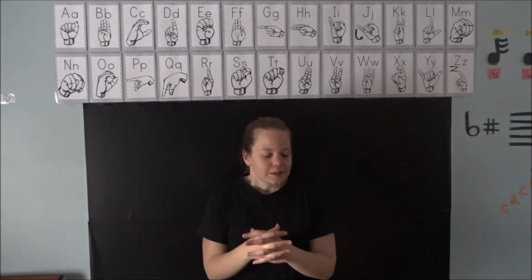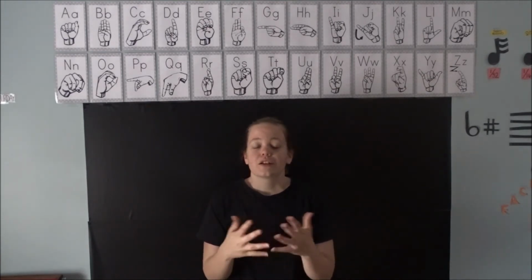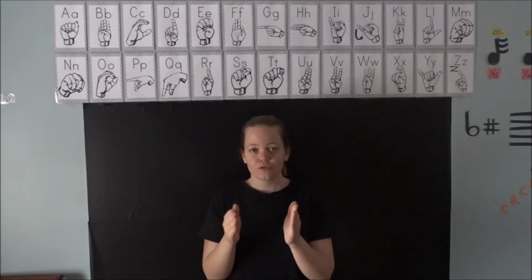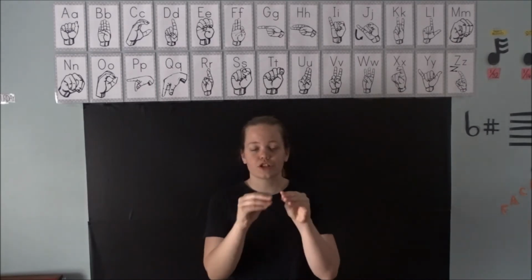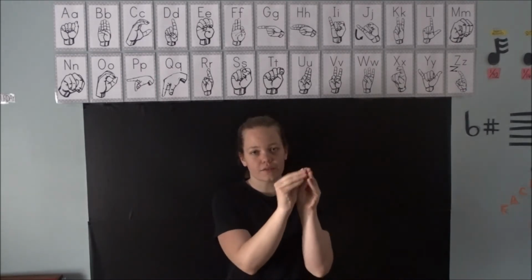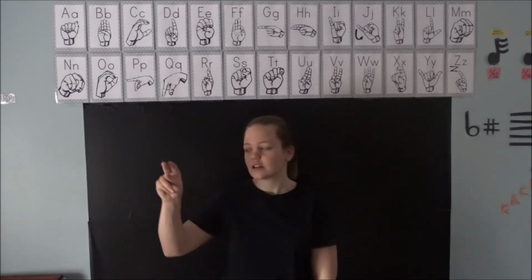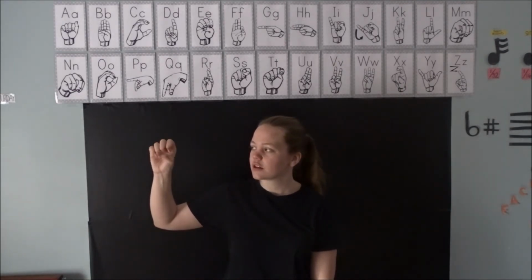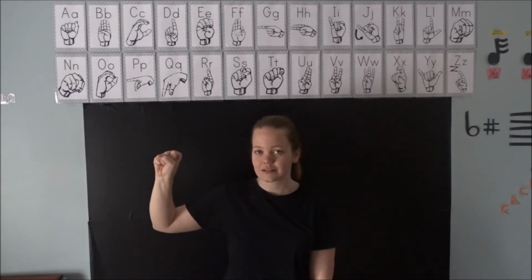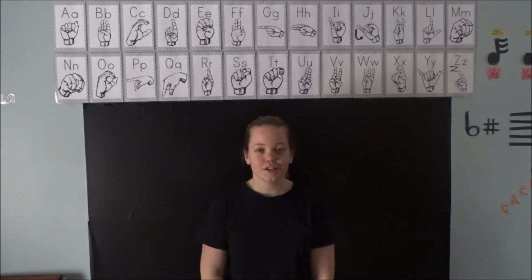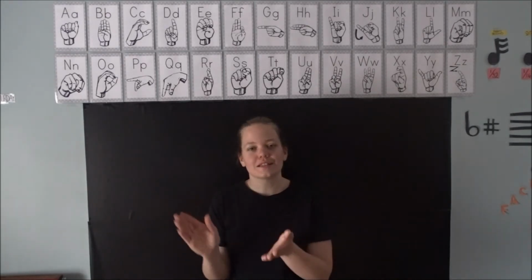So, Newfoundland, you can sign it like this, or you can sign it down at your hips. Alright, the next one we are going to do is Nova Scotia. Nova Scotia is really similar to PEI. We're just going to use the first letters of each word. Nova, N, and Scotia, S. So Nova Scotia. N, S. Nova Scotia.